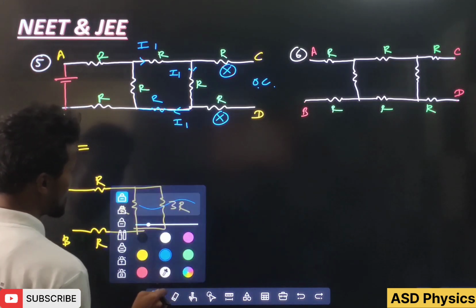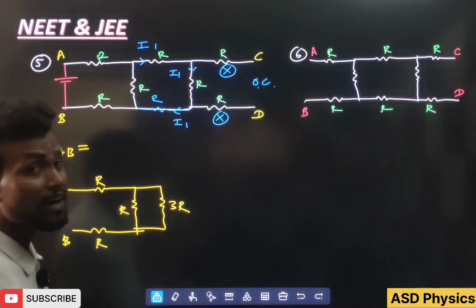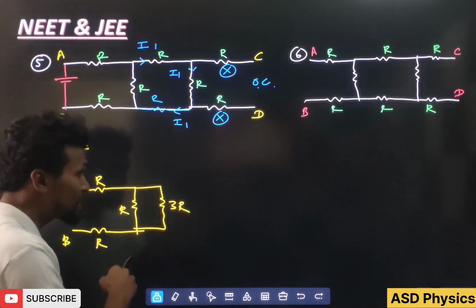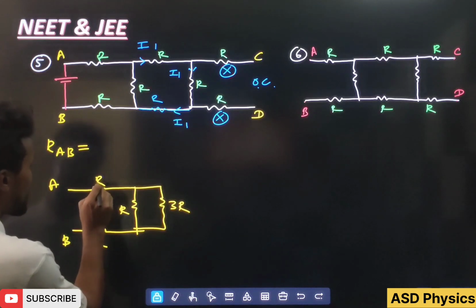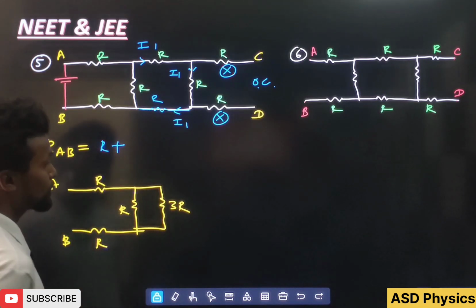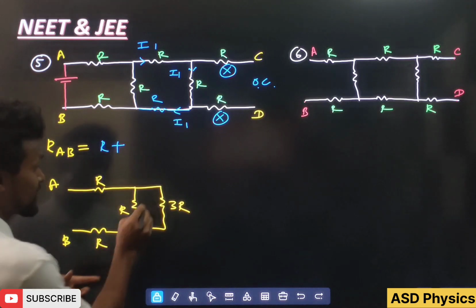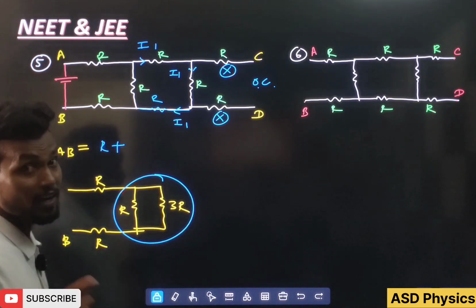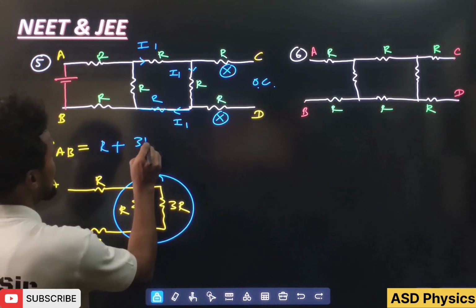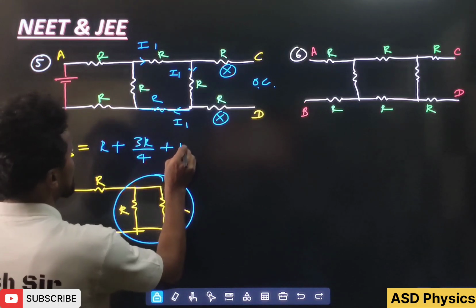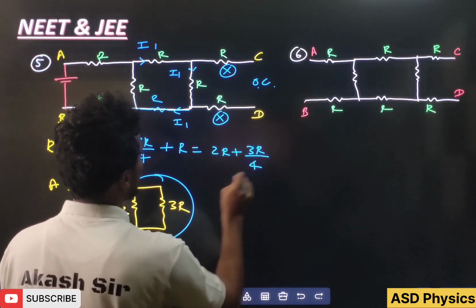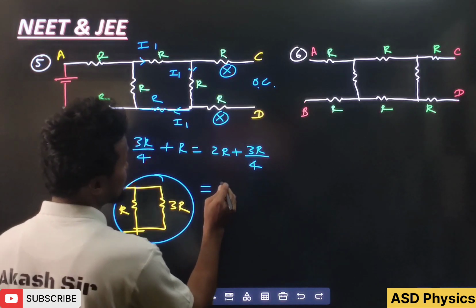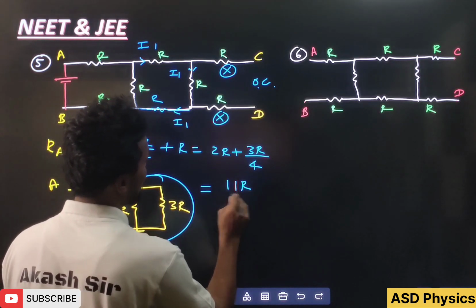Then after that we can tell very well, see, this 3R and R are in parallel. So 3R into R by 3R plus R, it will become 3R by 4. So we can write here R plus the equivalent here, students. How much? R1 R2 by R1 plus R2. So 3R by 4 plus R. So we can write 2R plus 3R by 4, and when you simplify this, students, it will come 11R by 4.